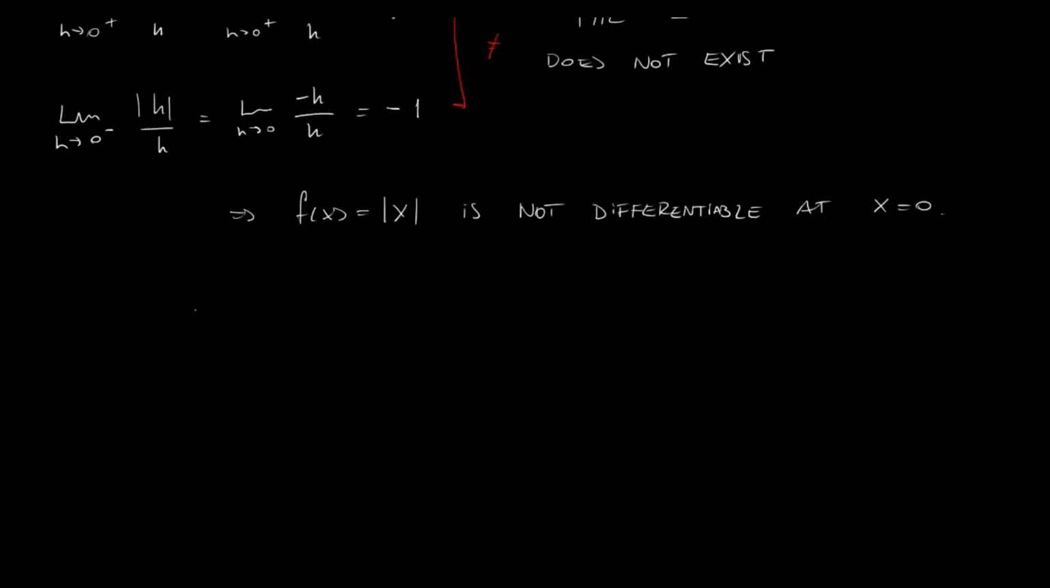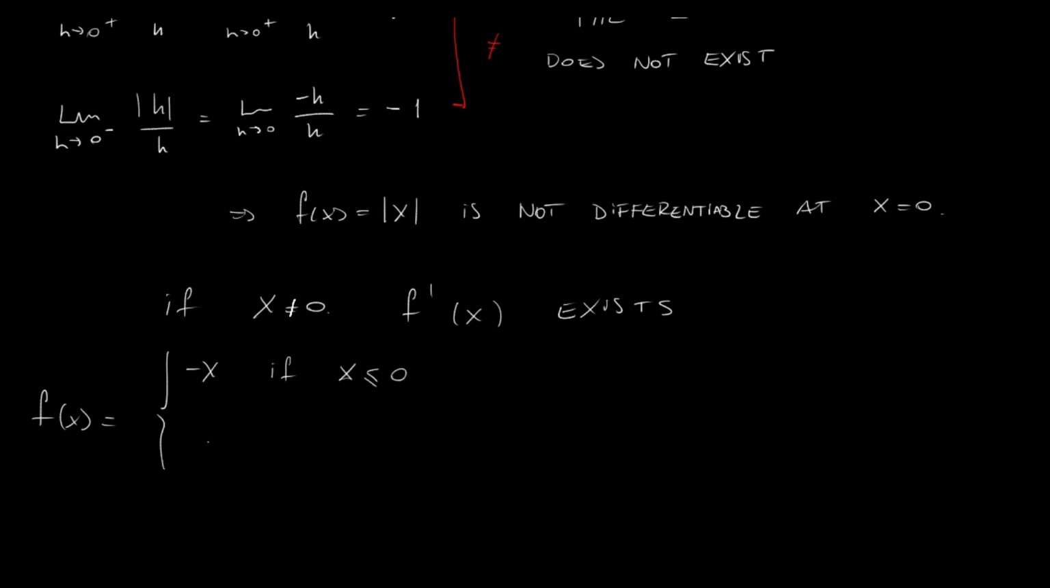But now, when x is different to 0, then the limit does exist. So that means that f prime of x exists. So let's think about our function. The absolute value of x can be written as minus x if x is smaller than or equal to 0, and x if x is greater than 0. So then for f prime of x, well, for x smaller than 0 this is just a linear function with c equal to minus 1. So this is of the form cx plus d with c equal to minus 1 and d equal to 0.